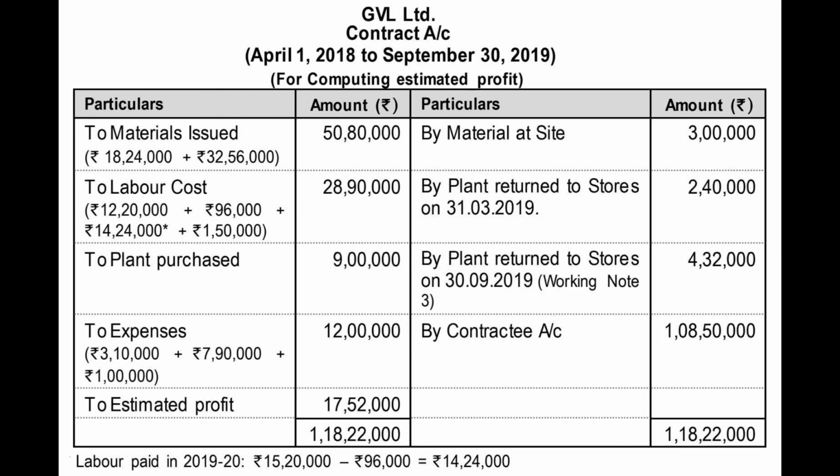So we have learned what is a contract account, how contract account should be worked, and how notional profit should be calculated and estimated profit should be calculated.